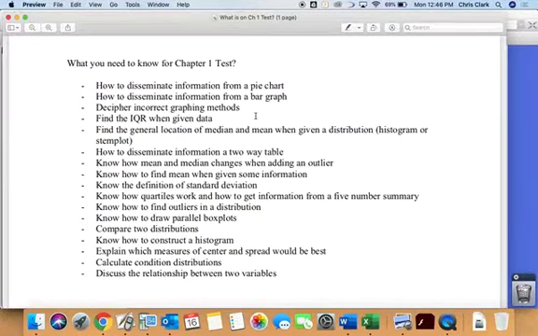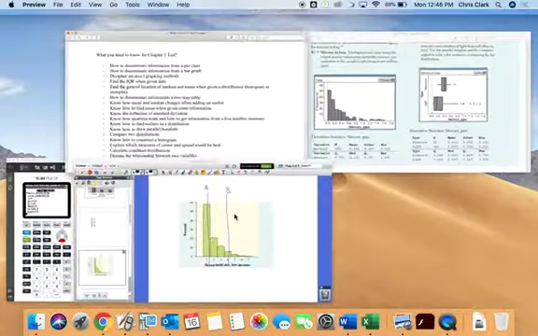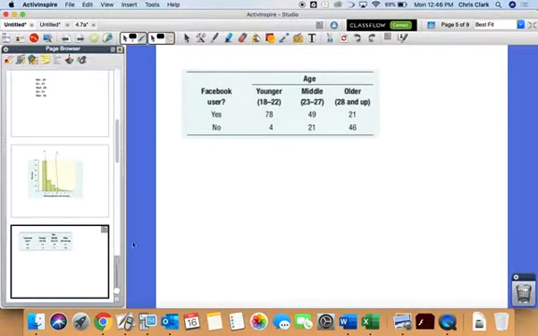How to disseminate information from a two-way table. We're going to come back to this two-way table, but I have age and whether you're a Facebook user or not. Basically, you really have to understand if these variables are associated. That's one thing, and that's looking at those conditional distributions. Obviously, the older that you get, the less likely you are to be a Facebook user.